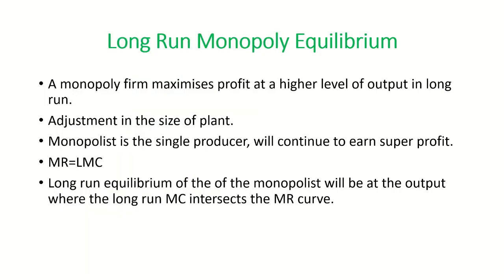In the last class, we already said that the equilibrium level in the short period and in the long run is entirely different, because in the long run the profit will be higher and in the short run the profit will be lesser. In the long run we can adjust production, or change the factors of production. A monopoly firm maximizes profit at a higher level of output in the long run, because we can adjust the size of plant. And the monopoly is the single producer and will continue to earn a super profit.